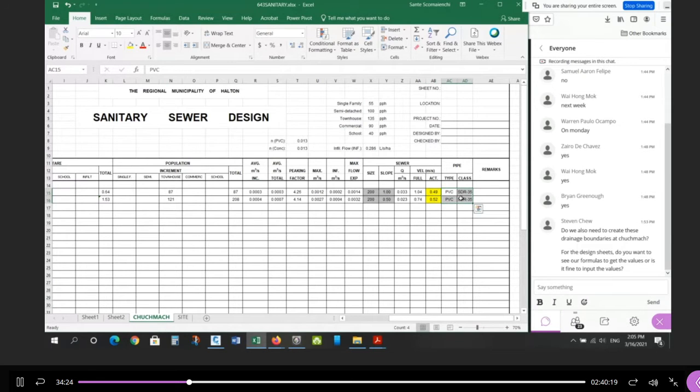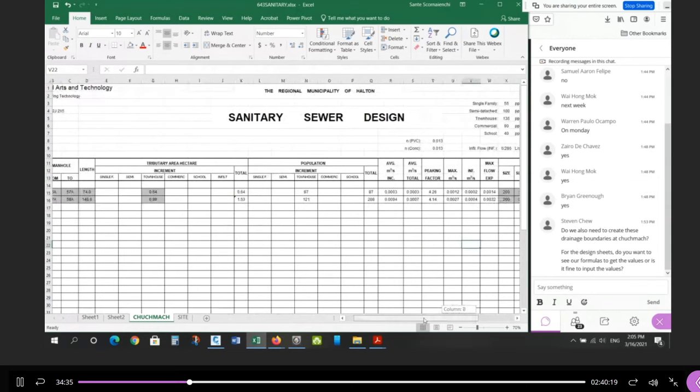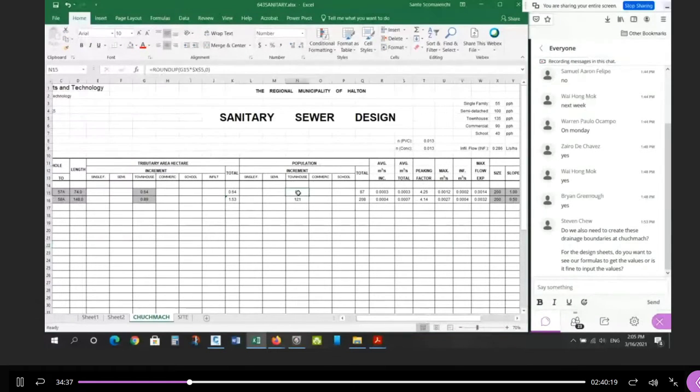This is also typed in. This is just the pipe material and the class. So this is actually typed in as well. Every other number that's not highlighted is calculated, again with the exception of this. You could type these in or not. I'll leave that up to you.